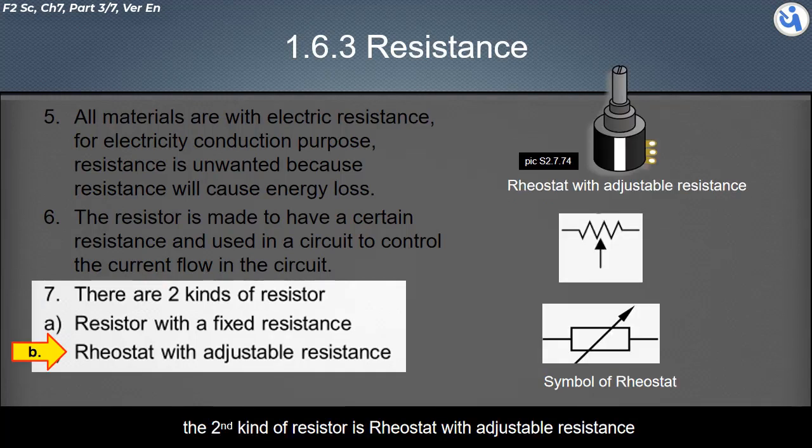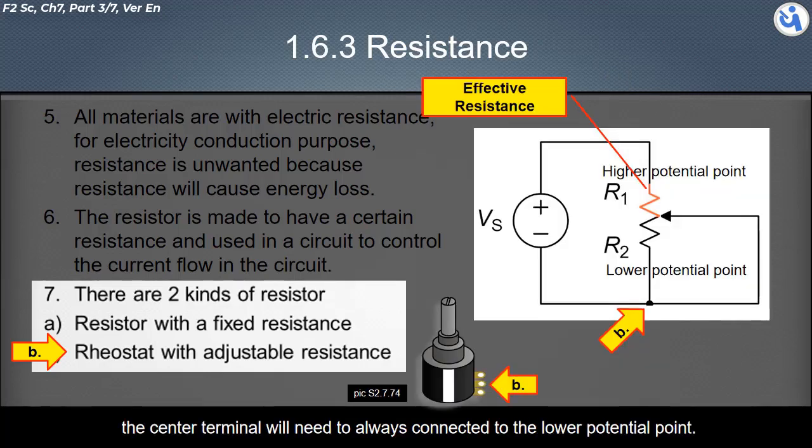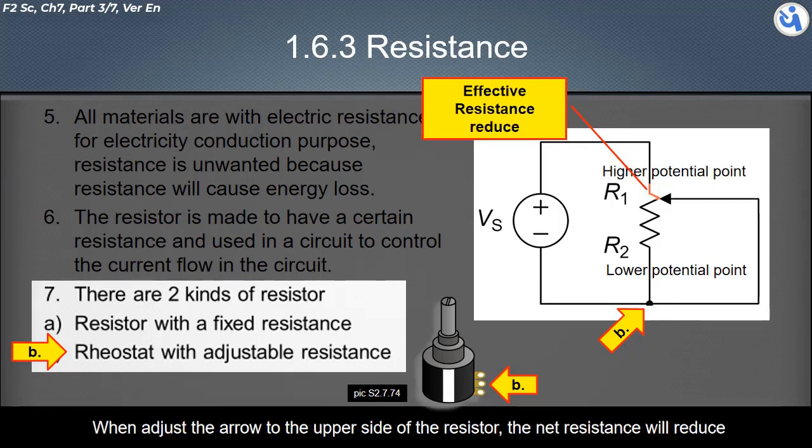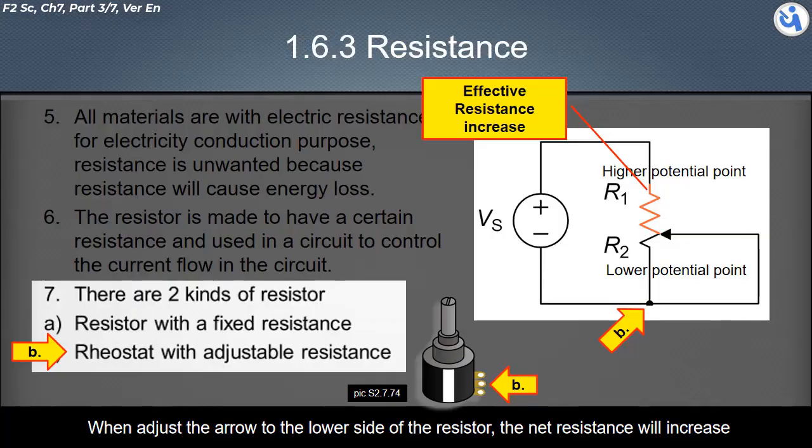The second kind of resistor is the rheostat with adjustable resistance. A rheostat has three terminals. For its function to be adjustable, the center terminal needs to always be connected to the lower potential point. In the above circuit, the net resistance is always equal to R1. When adjusting the arrow to the upper side of the resistor, the net resistance will reduce. When adjusting the arrow to the lower side of the resistor, the net resistance will increase.